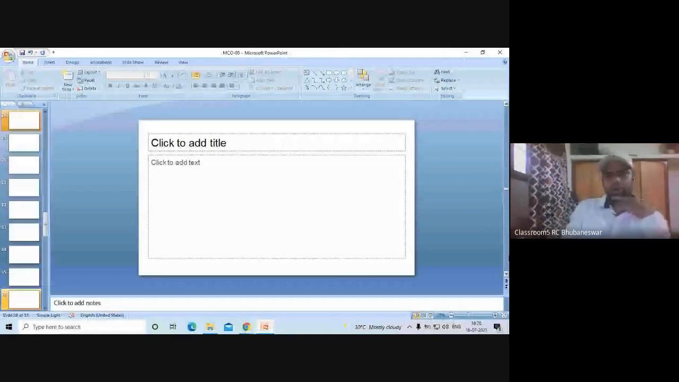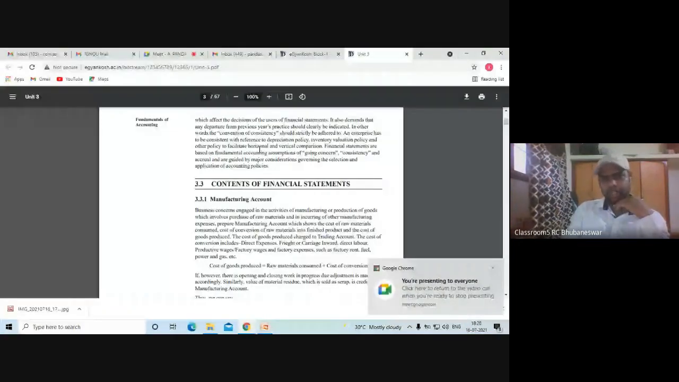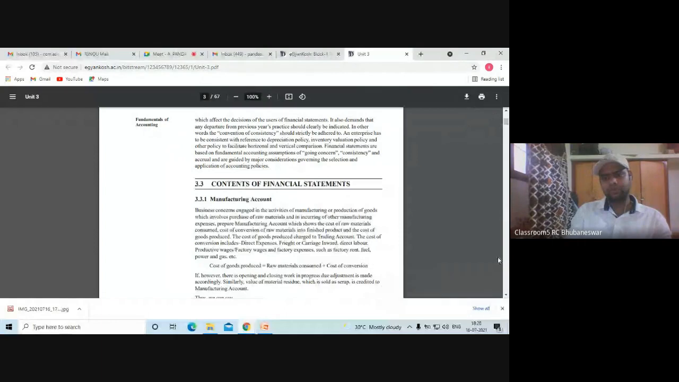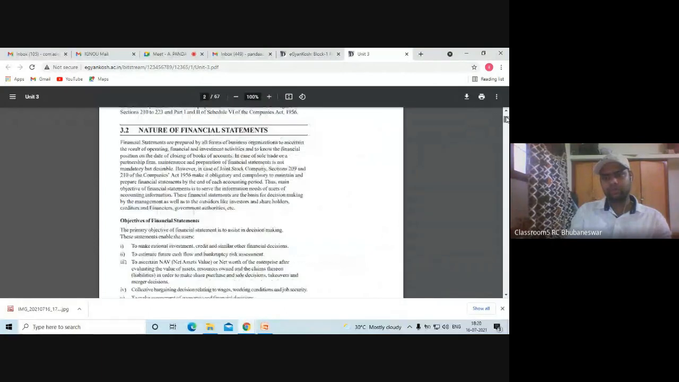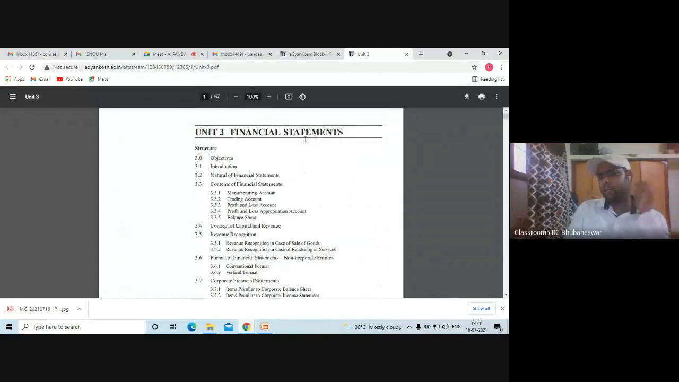Next, we are moving towards our next unit, that is relating to our financial statement. So unit 3, it is relating to the financial statement. Then what is meant by this financial statement? Financial statement means these are the statements which are prepared to identify the financial position along with the income statement preparation, which will identify or determine the profitability of the business. So this is known as the financial statement.